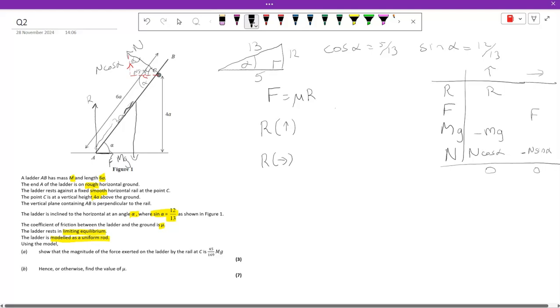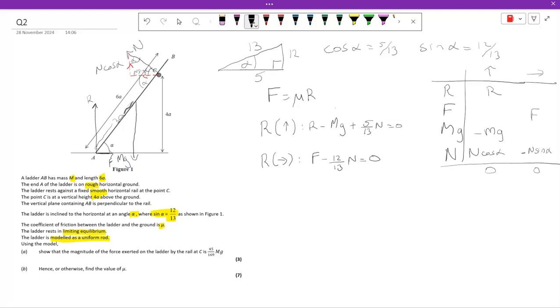So now I can just fill this in. We've got R minus mg plus N cos alpha. Cos alpha is 5/13, so I'm going to have 5/13 times N, and that's equal to 0. And when I resolve horizontally, I've got F minus N sine alpha, and sine was 12/13, so 12/13 N, and that's equal to 0. I know F equals mu R, but you'll notice that there are still too many unknowns. I'm going to need another equation.